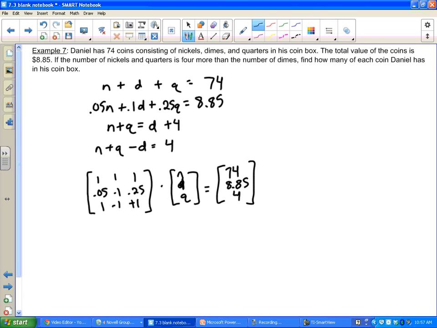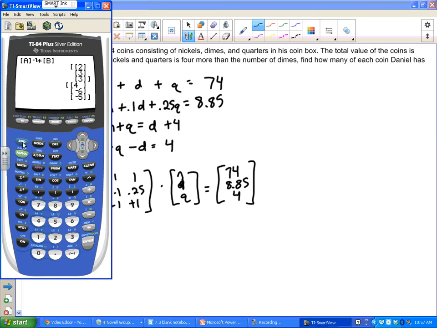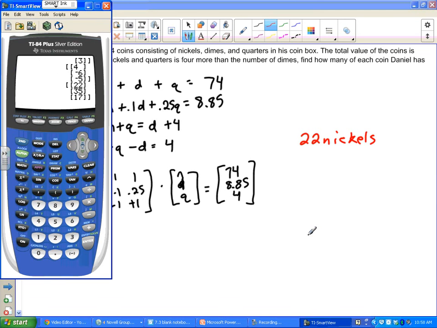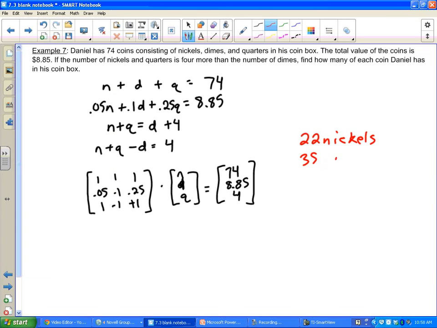Then we put this into the calculator. So I already put it in. You go to second matrix, go over to edit. There is your matrix, and then you go second matrix and you edit the second one. There's that, and then you quit. And since the last thing I did was A inverse times B, I just press enter. I have that he had 22 nickels, 35 dimes, and 17 quarters.